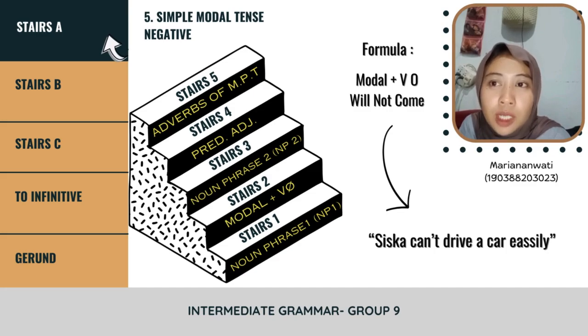So, simple modal tense negative has one sentence. The sentence is "Siska can't drive a car easily." Siska is the noun plus 1. Can drive is modal plus verb. A car is noun plus 2. Easily is adverbs of manner.